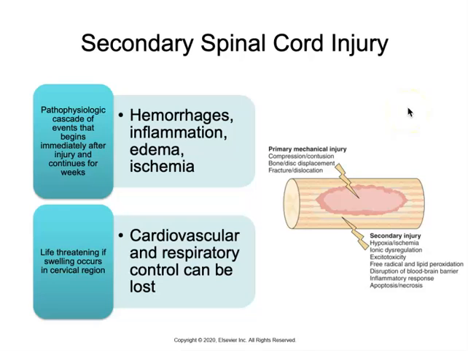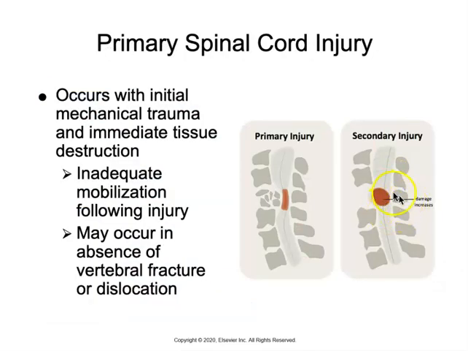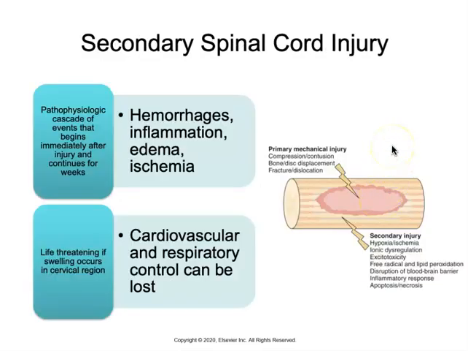These are injuries that are more of a chain reaction that starts after the initial trauma and can last for weeks. So these processes could include things like bleeding, swelling, inflammation, and a lack of oxygen, all of which can cause further nerve damage. And like we saw in that previous image over here where we're having damage and swelling taking place, if that swelling occurs in the cervical spine, it can be life-threatening and potentially affect breathing and heart function.